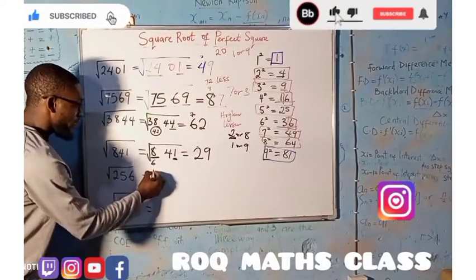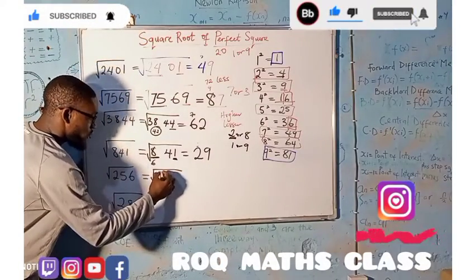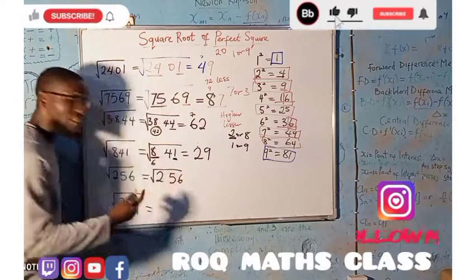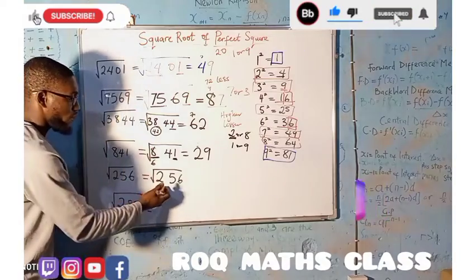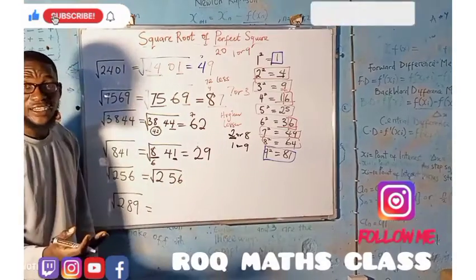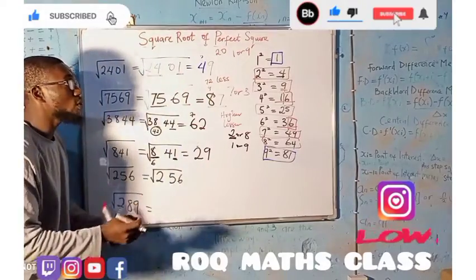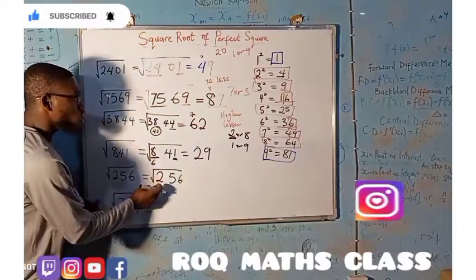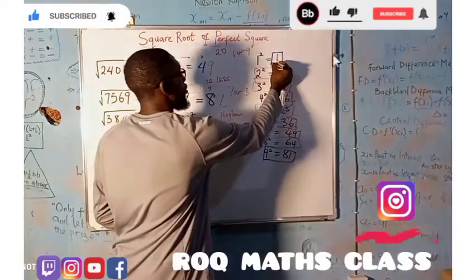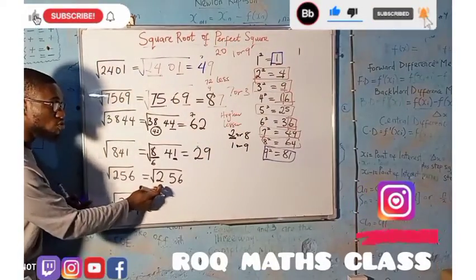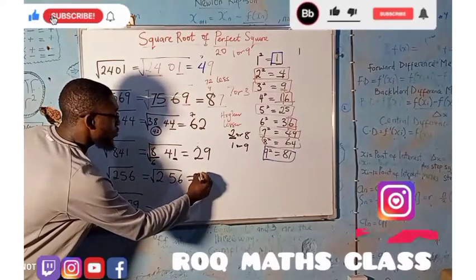What about this? You can also do it on your own. I have 256. You break it down into 2 parts: 2 and 56. Can you try that? So let us move on. Which perfect square is closer to this 2? I have 1, because 1 times 1 is 1, but 2 times 2 is greater than 2. So my first digit is going to be 1.